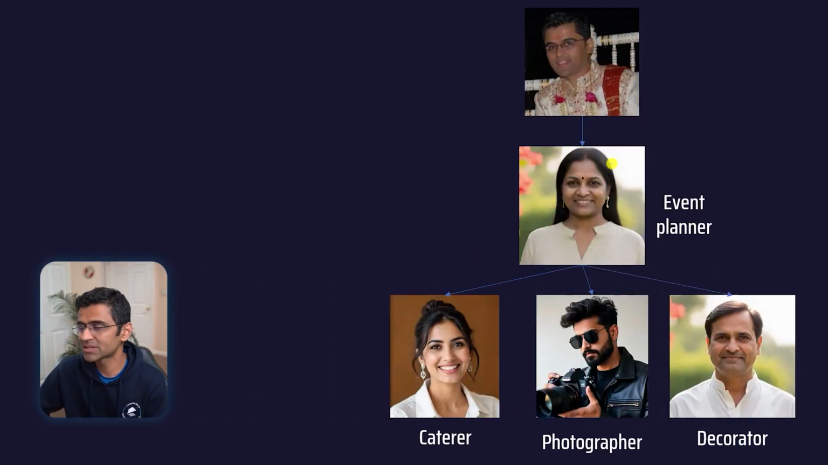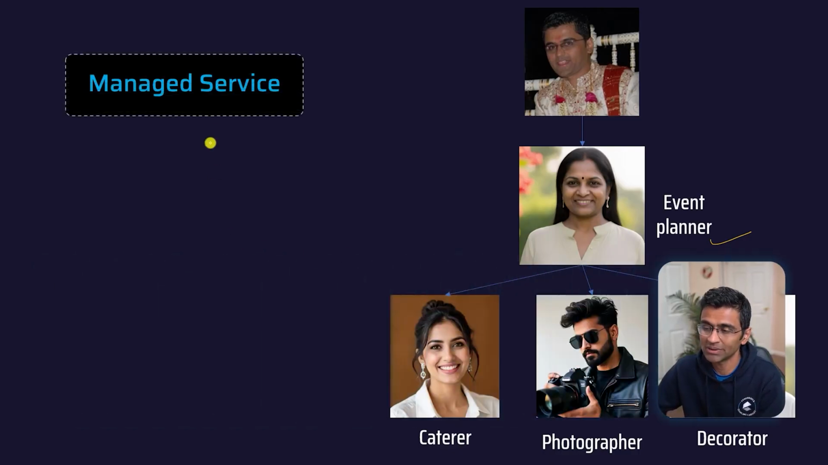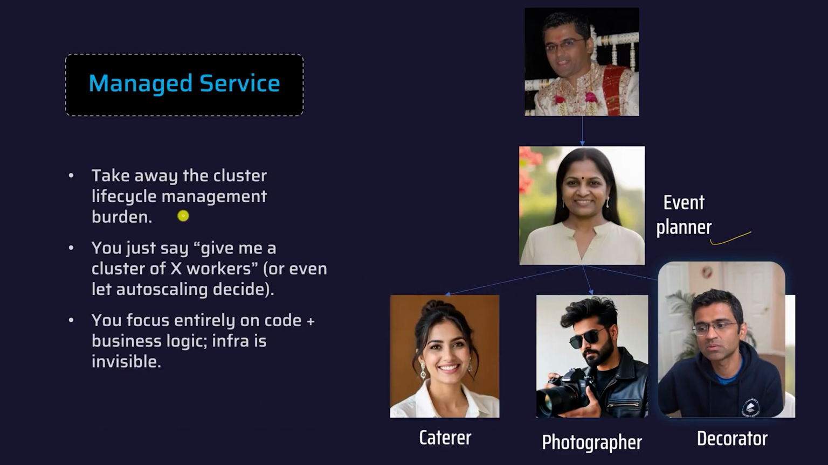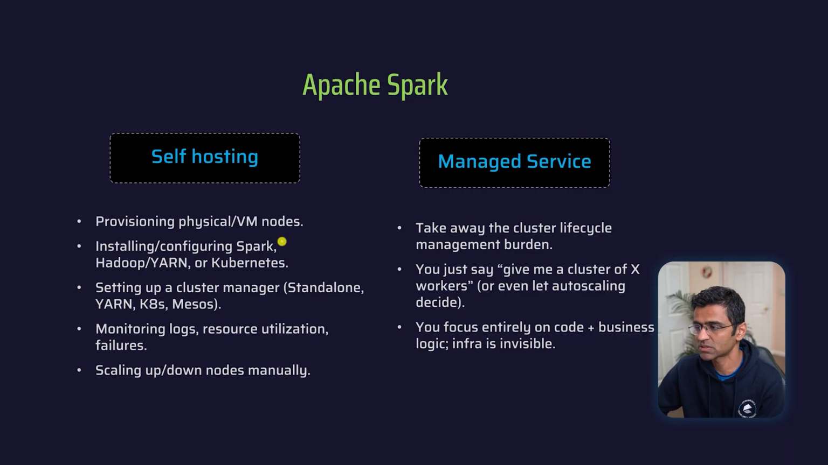So all this management of setting up a Spark cluster and making it functional is involved in self-hosting. Instead of that, just imagine I hire an event planner. An event planner will talk to all these people and she will take care of all of those things. Okay, so there is less headache for me. So this is called a managed service. In a managed service, you take away the cluster life cycle management burden. You just say, give me a cluster of X workers, and it will do that. This managed service is nothing but Databricks. So when you go to Databricks, you just create a cluster, you create a compute, and that's it. Everything else is taken care of. Okay, so this is just a diagram highlighting the difference between the two approaches.